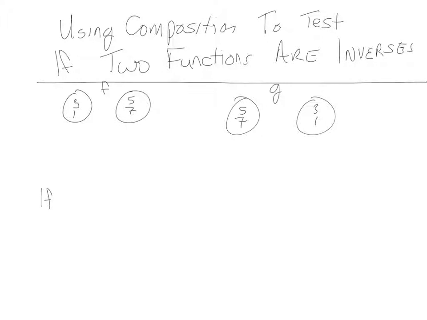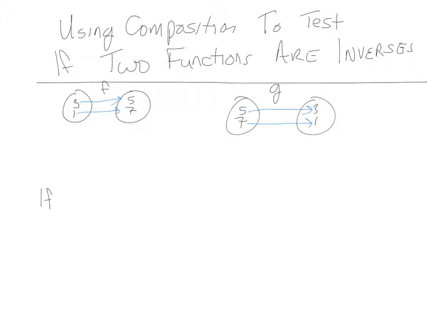So for example, if I had a function f that turned 3 into 5 and 1 into 7, and if g happened to be an inverse of f, and I don't know if it is or not, which is why I'm not giving that f to the -1 notation, then this function would take 5 and turn it back into 3. It would take 7 and turn it back into 1.